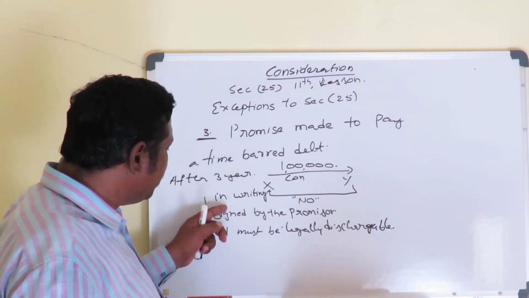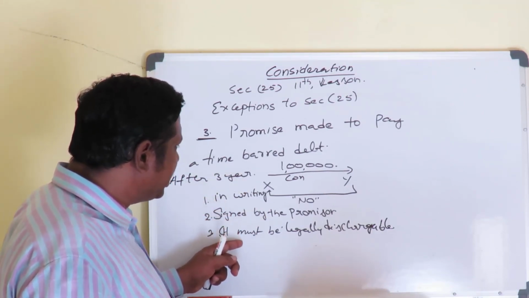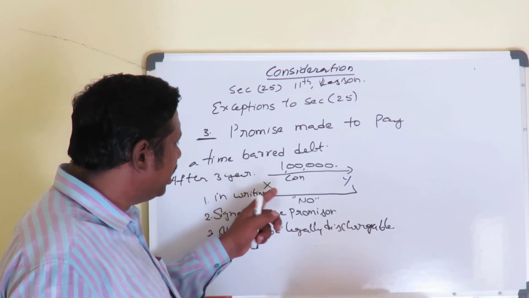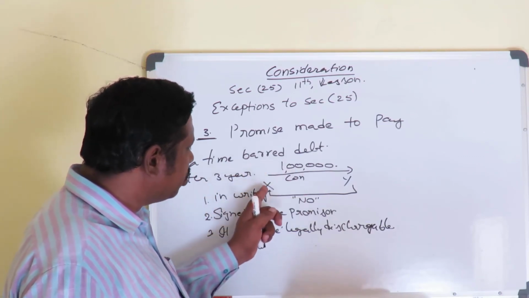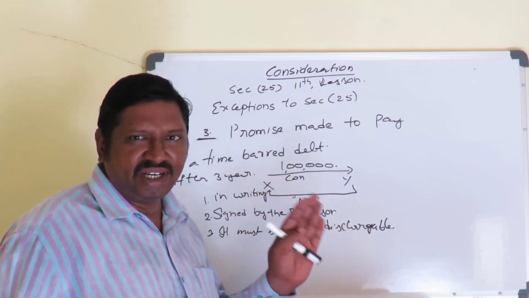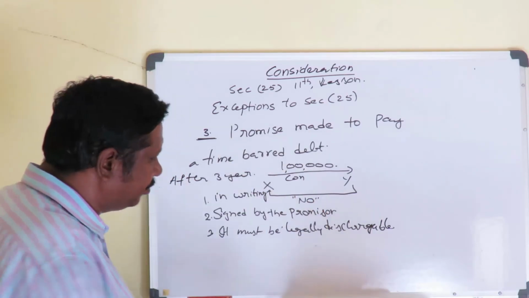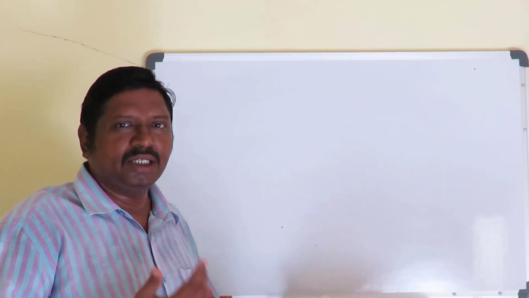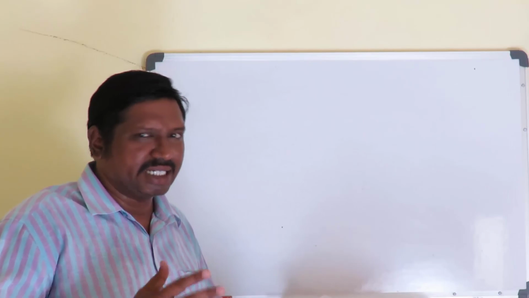Hence, if all these three conditions are satisfied, then even though there is no consideration to the promisor right now, the promise is still a valid promise. Okay, good. The remaining topic we will discuss in the next class. Thank you.